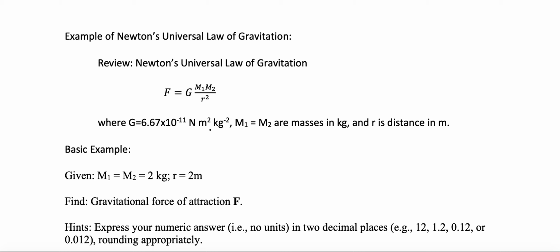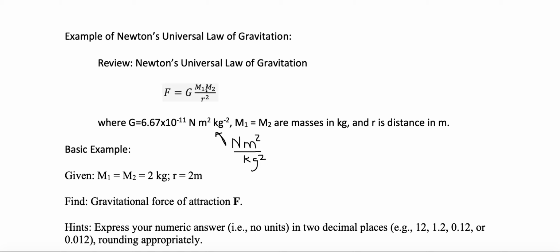When we do this, what we mean here is Newton times meter squared, and then kilogram to the minus 2 means divide by, and put the kilogram down there with the squared. The minus 2 means that the kilogram squared is in the denominator. So that's what we mean there by Newton meter squared per kilogram squared.